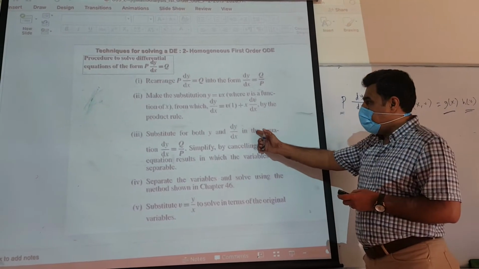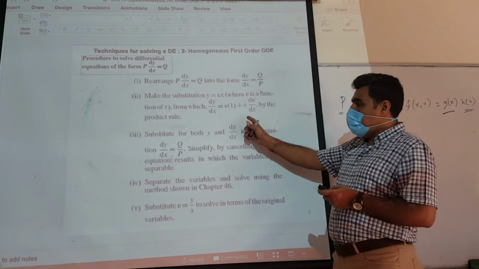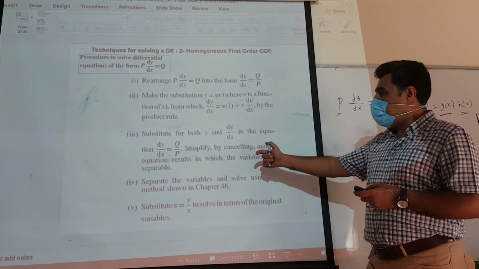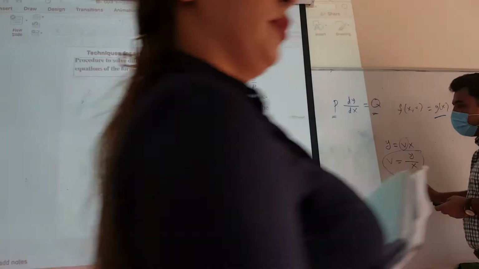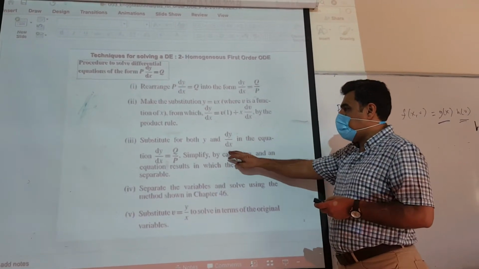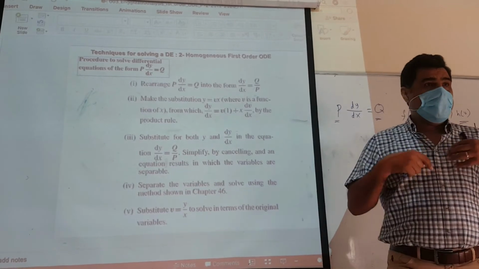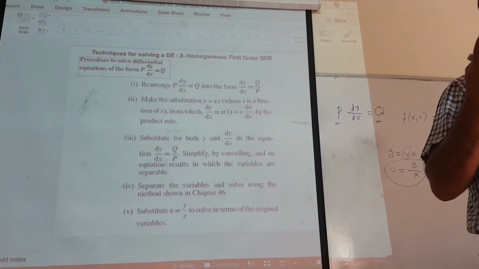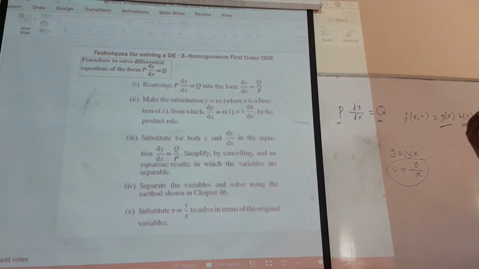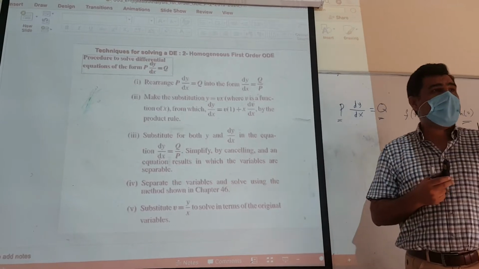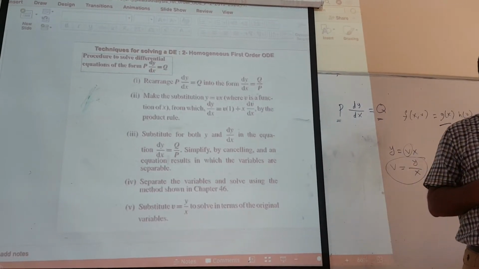So then you will substitute what you get here. Substitute for y and dy over dx. The equation will contain dy over dx. Instead of all this, you will have an equation containing v and x only.